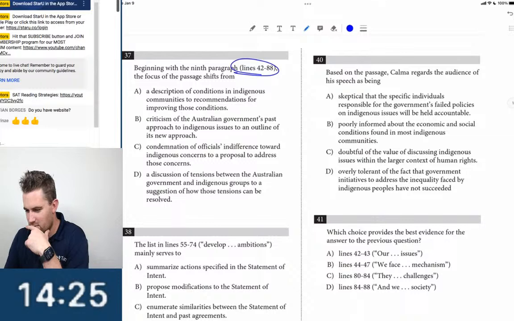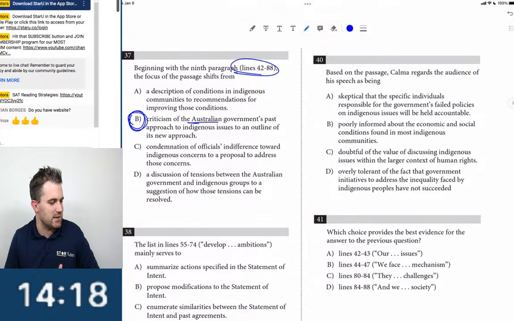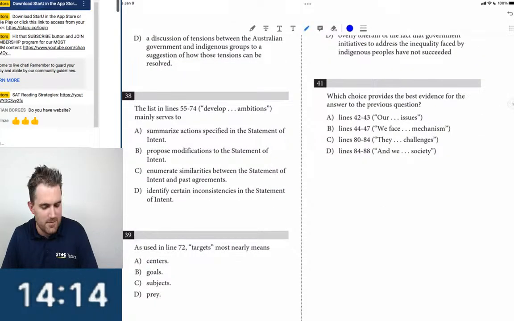Yeah, this one's definitely B. Criticism of the Australian government's past approach, right? That's kind of the entirety of the previous discussion, to a more, right, to what they're doing now.